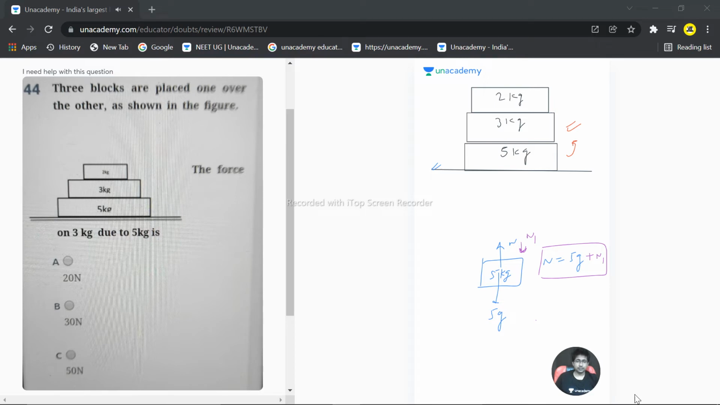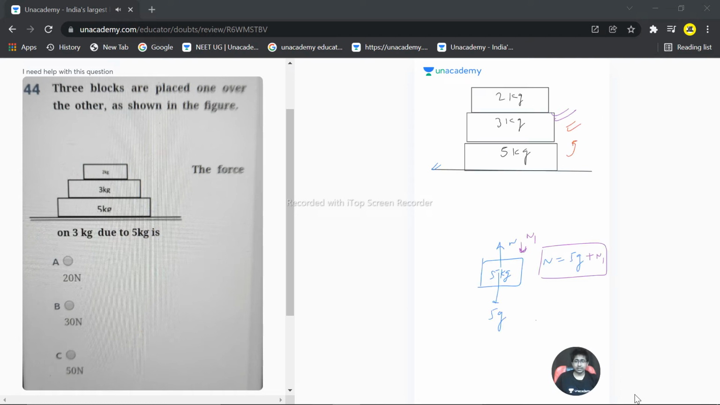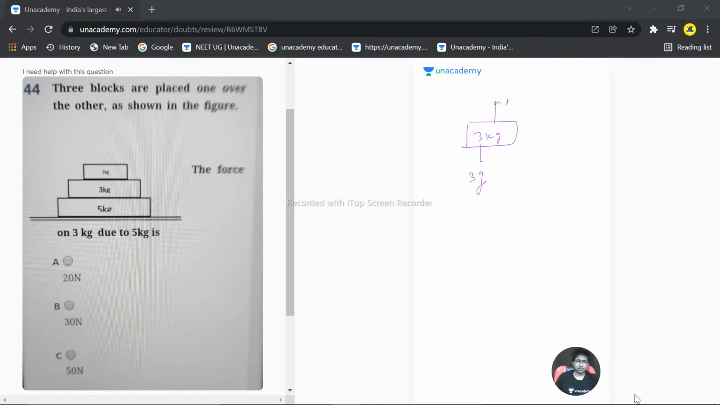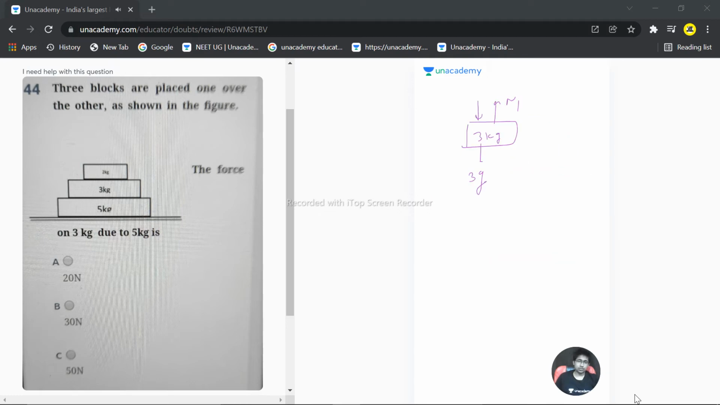Now let's see the 3 kilogram block. If I consider the 3 kg block, 3g is acting downward. The normal n1 is acting upward, that is because of the 5 kg and 3 kg contact, and because of the 2 kg there is a normal n2 acting. So from here I can write that n1 is equal to n2 plus 3g.